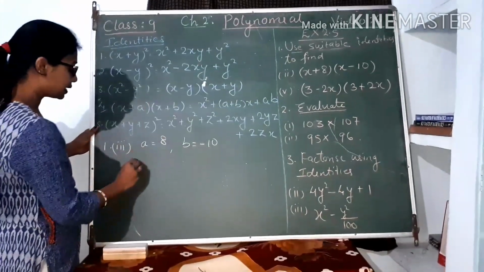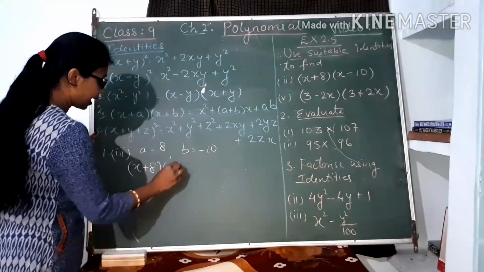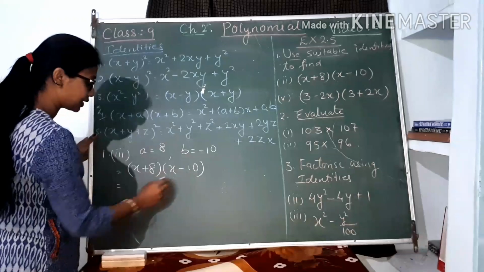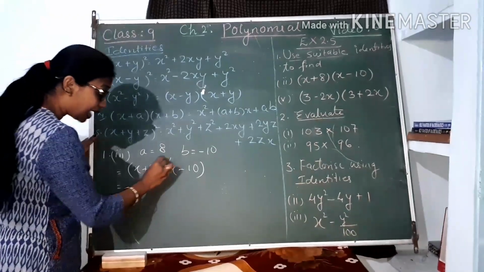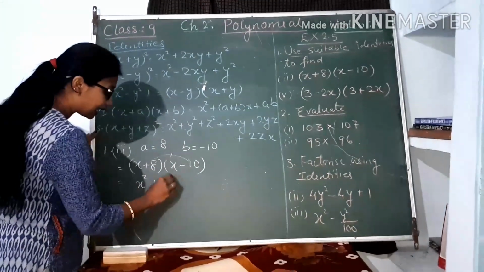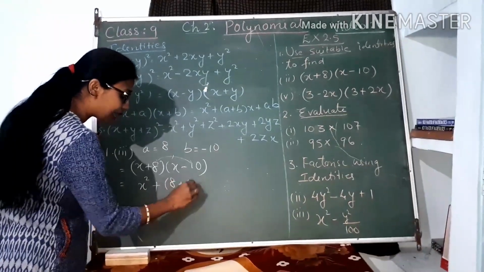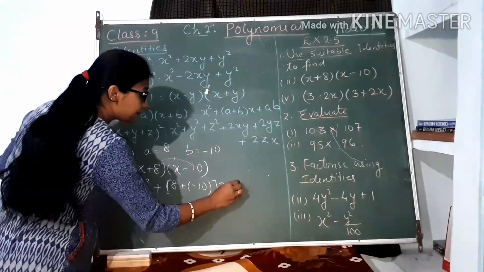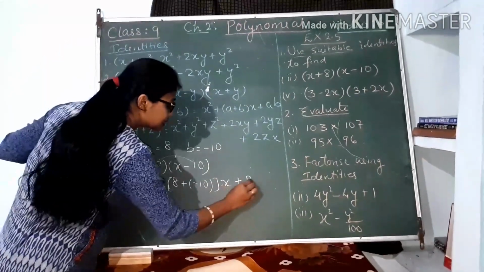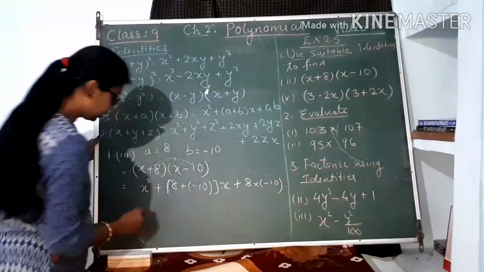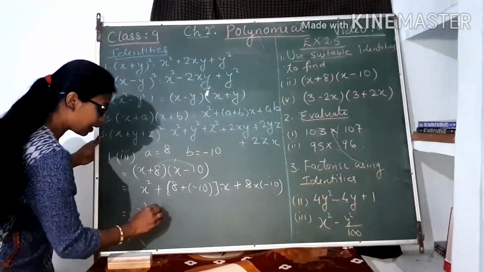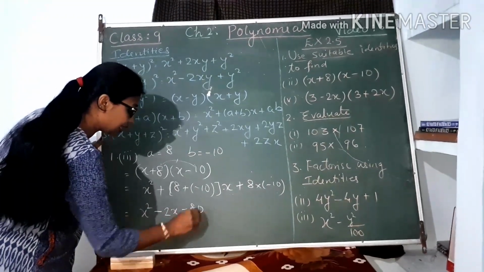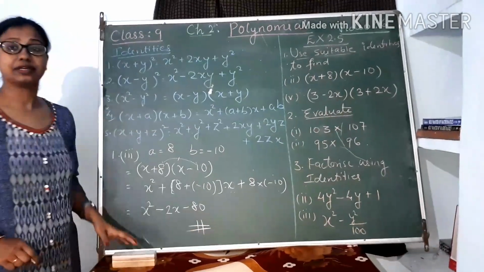Then (x plus 8)(x minus 10), you can write down as, if you apply this, first term x into x gives you x square, then add these two terms, you will get 8 plus minus 10, into x, plus a into b, that means 8 into minus 10. This gives you x square minus 2x minus 80. So this is your answer number 1.